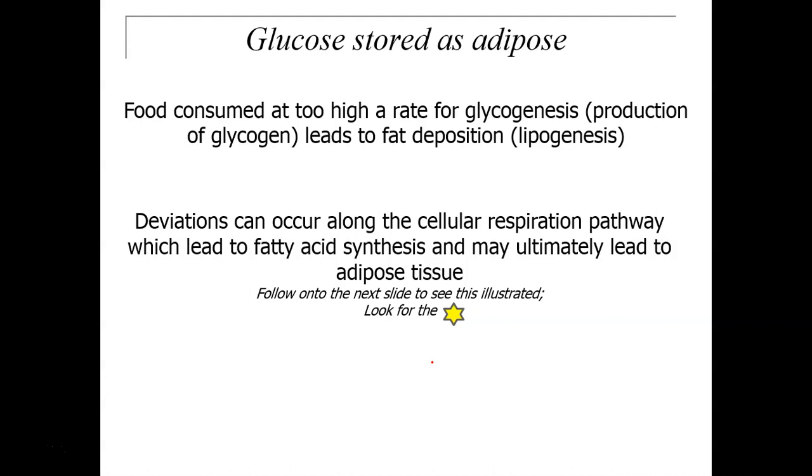So, food consumed at too high a rate for glycogenesis leads to fat deposition. Glycogenesis, the production of glycogen. We've talked about this. I talked about it before in the first presentation, and a little bit in this presentation as well. Glycogen is just a benign, harmless energy store, right?